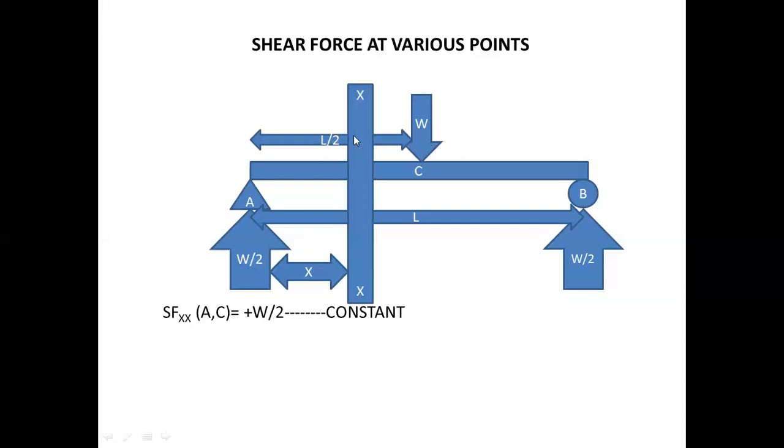So this is the section, and left of this section, how many forces are there? Only one force, W by 2, and it is upward. And according to our sign convention, left side of the section, if the force is upward, we will take it as positive force. So it is plus W by 2, which is a constant value. So if shear force comes constant for any section, that means the shear force at these 2 points are the same. So I have written shear force at the point A is equal to W by 2, shear force at the point C is equal to W by 2.